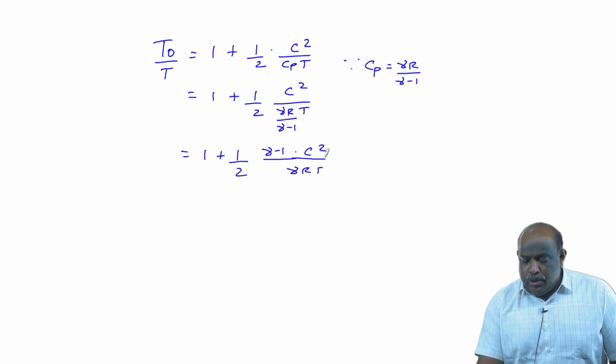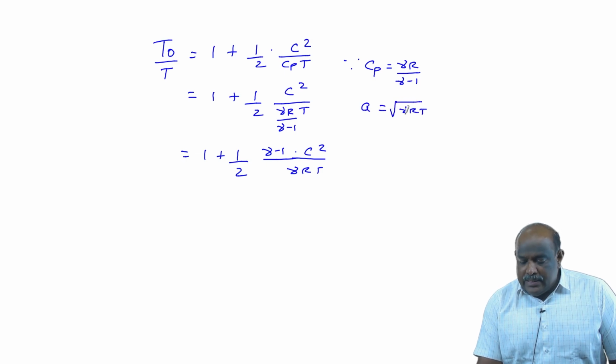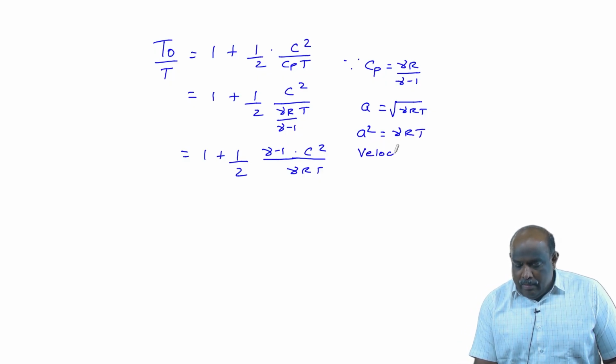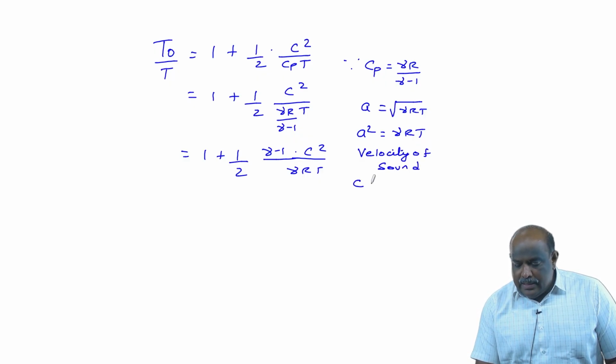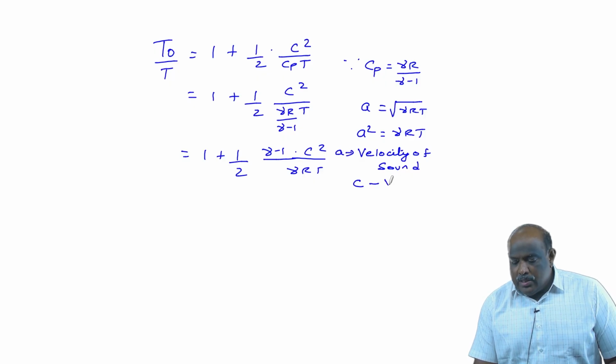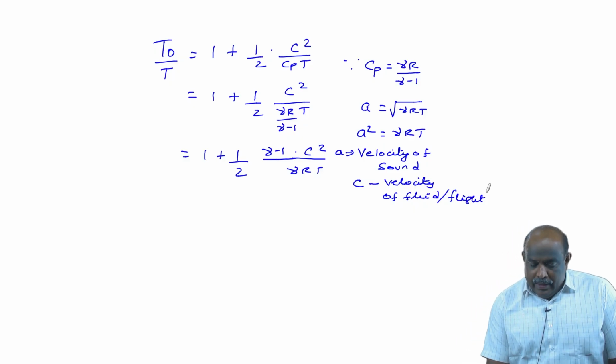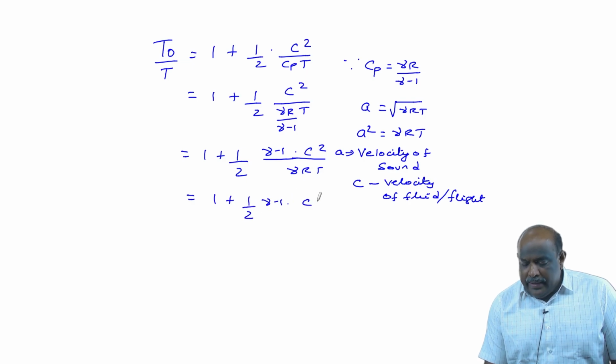In the last session I also told you that A is nothing but the square root of gamma R T. Hence, A squared will be equal to gamma R T. You may be wondering what A is. A is nothing but the velocity of sound. What is C then? C is the velocity of the fluid or flight or object. Now, we can see here 1 by 2 into gamma minus 1 into C squared by A squared.